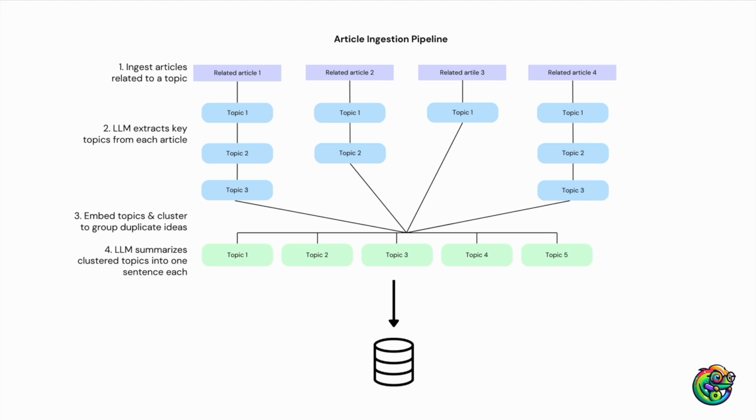So this is our article ingestion pipeline. We first have a set of articles, the purple boxes, and we use an LLM to extract key topics from each article. Then we cluster these up and remove any duplicate ideas. And then finally, we use LLMs again to summarize the clustered topics into a one sentence blurb.